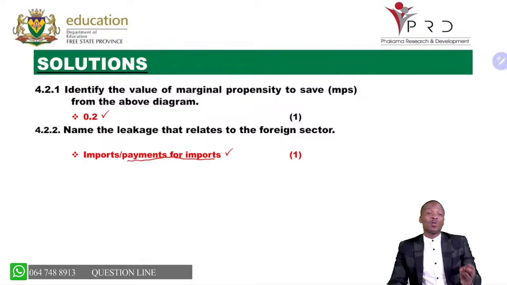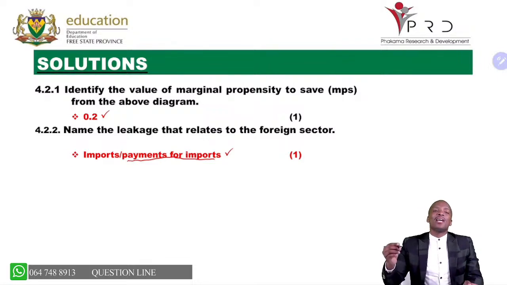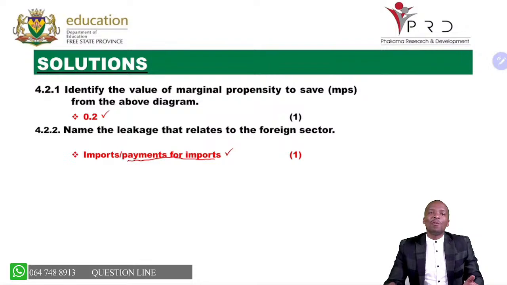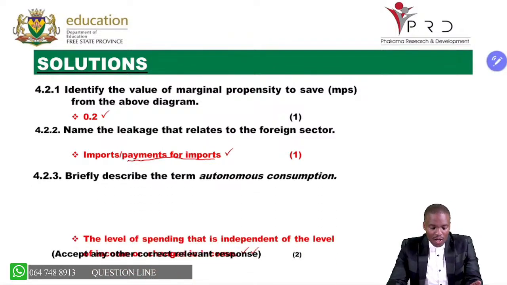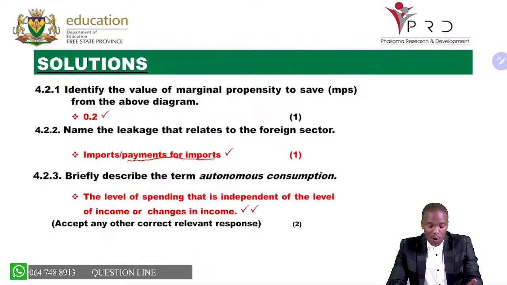Same applies when you talk to exports as an injection. Don't just write exports, but write income received or revenue earned from exports. Then you can get your marks there. Then briefly describe the concept autonomous consumption, where we are saying that is the level of spending that is independent of income or that is independent from change in income.